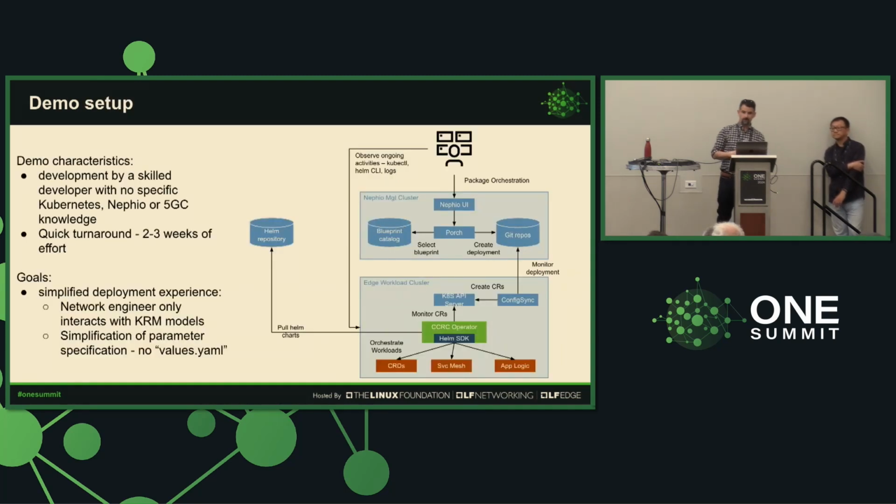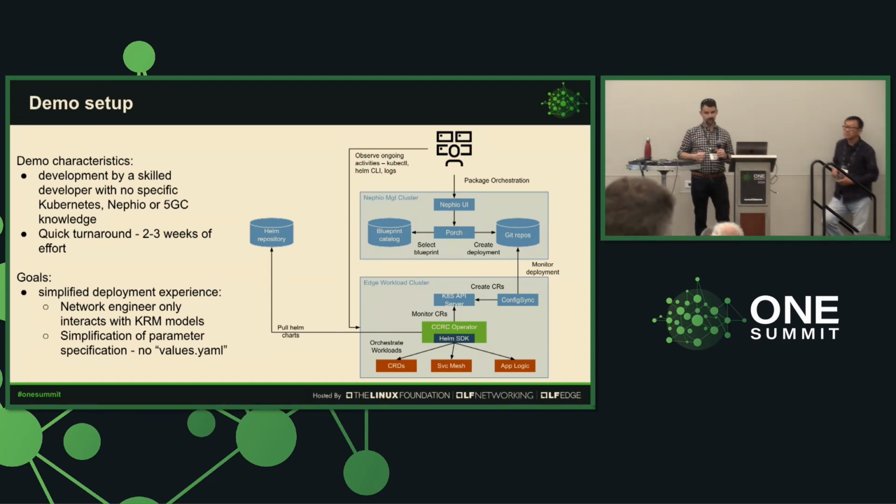So what we did was we set up a quick demo environment. The picture on the right-hand side here shows you the end user interacting in the Nephio UI. Under the hood, they're talking to Porch. Porch is pulling in blueprints from the catalog, persisting them as deployments in the Git repo. Config sync is reconciling those into the Kubernetes API server on the workload cluster. And then our operator under the hood is then reading those custom resources and using them to deploy out the Helm charts.